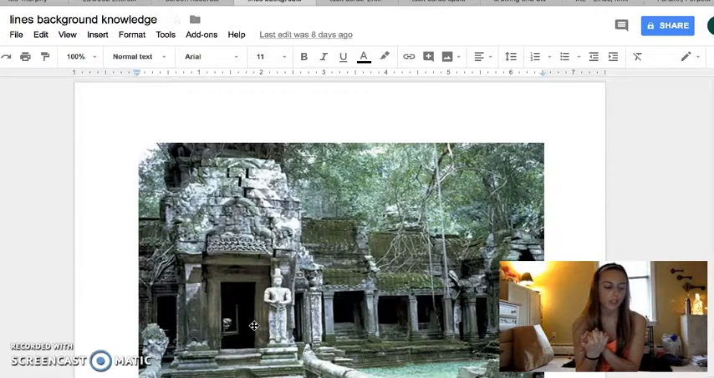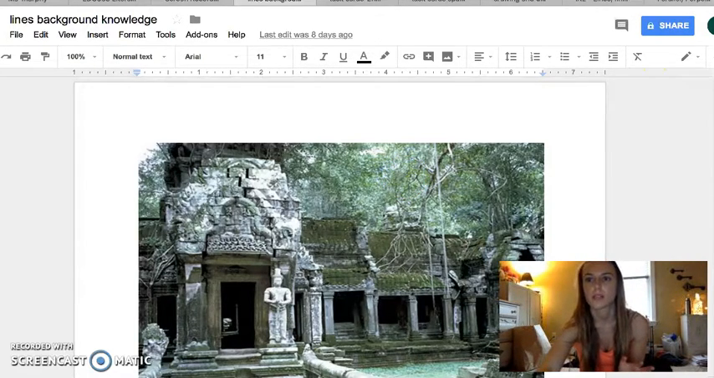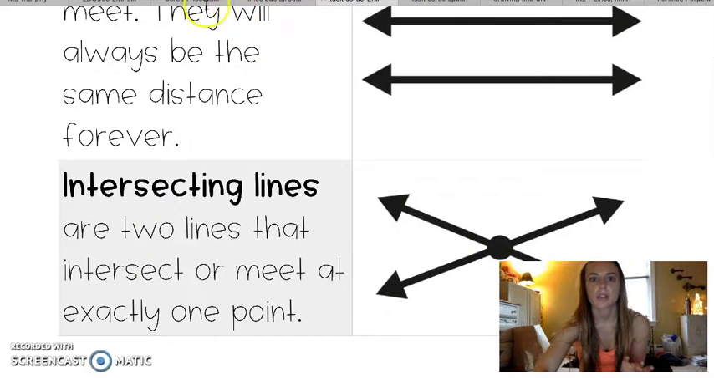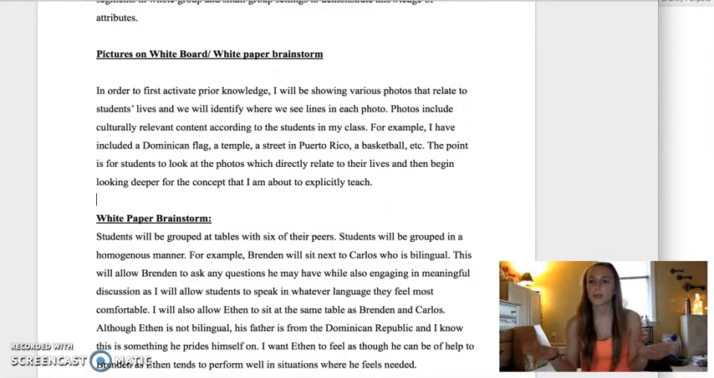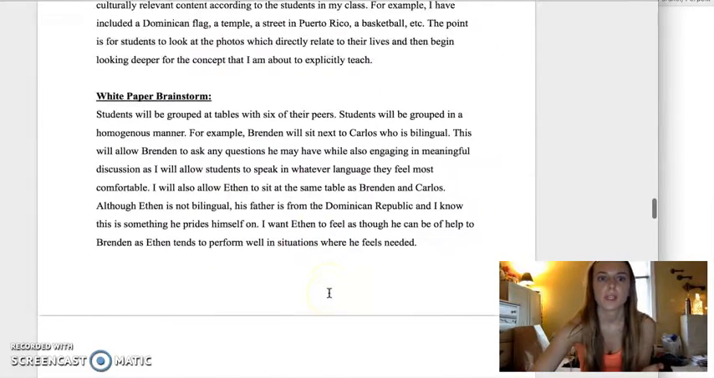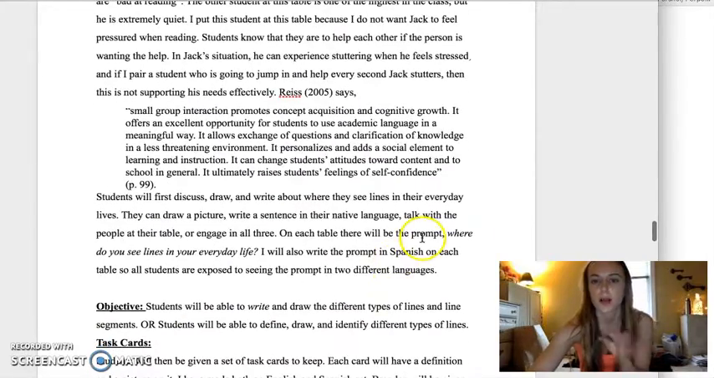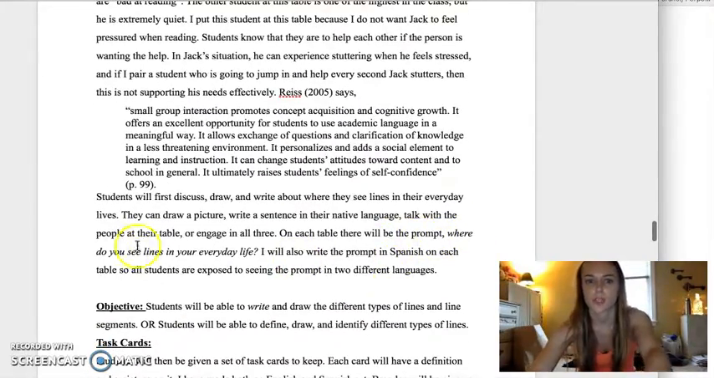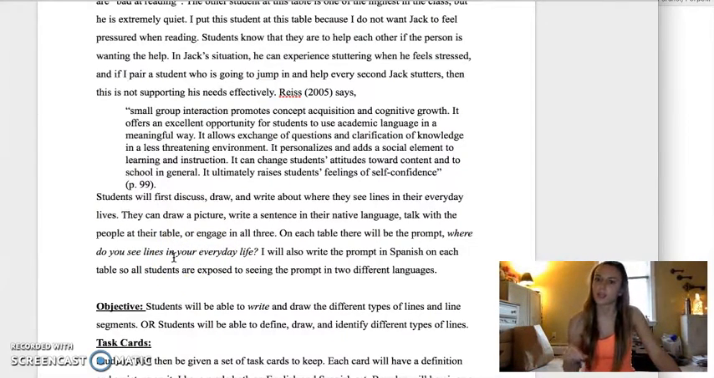Then we would move into the brainstorming. So for the brainstorming activity, I would just have white paper on each table with markers, and each table would have that prompt: where do you see lines in your everyday life? So I would write it in both Spanish and English on every table, because I think it's beneficial for all students to see it written two ways. But in regards to Brendan, he really needs to see it two ways.